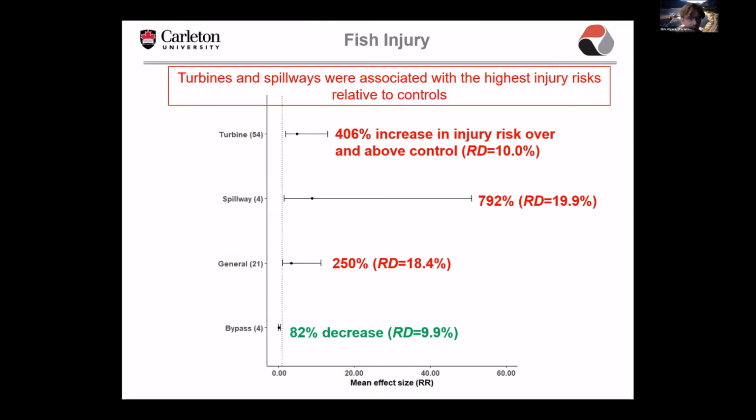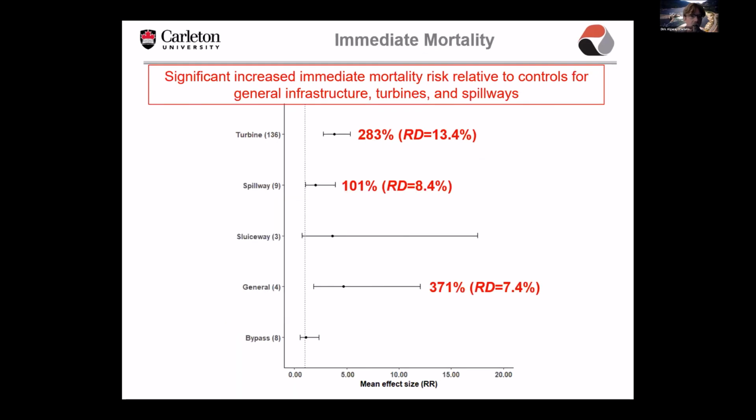For fish injury, we found that turbines and spillways were associated with the highest risk of fish injury, and actually a decreased risk in bypasses. We included a category for general infrastructure, which referred to cases where we couldn't tie it to one specific infrastructure type. In immediate mortality, we found that general infrastructure and turbines produced the strongest risk increases relative to controls.